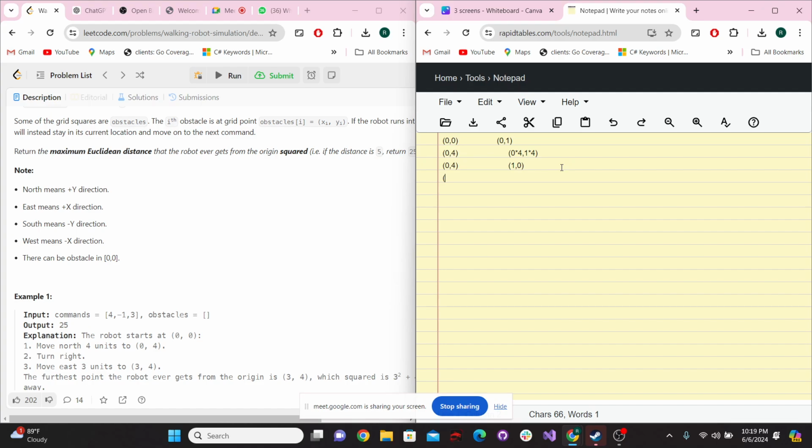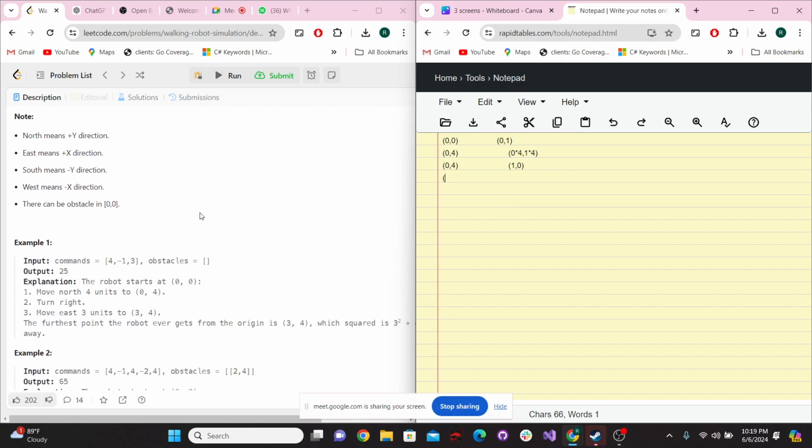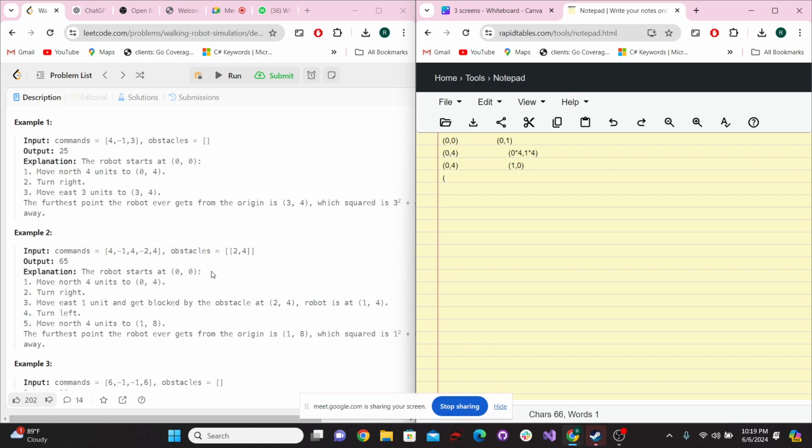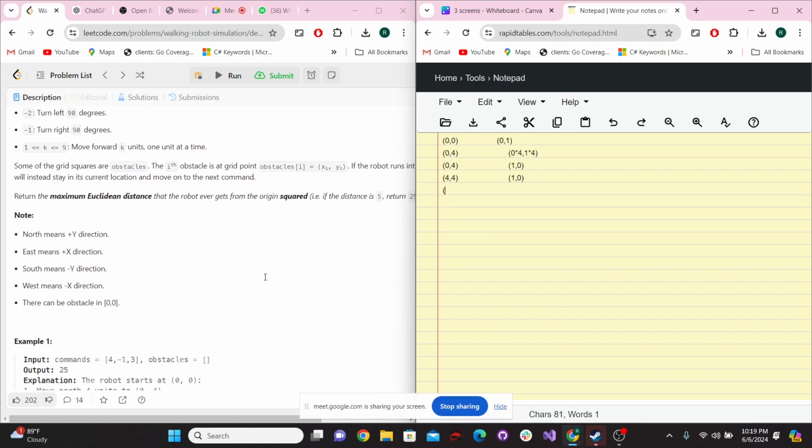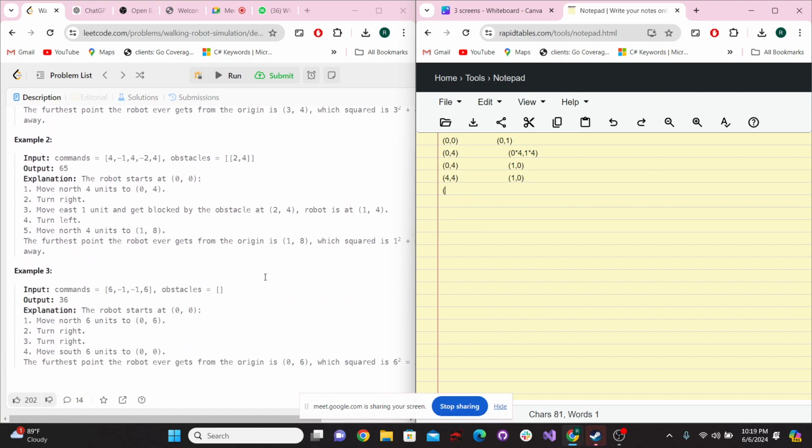Now let's move on to the next thing. 4, so same thing: multiply by 4, so it becomes 4 4. Direction is still the same. Last one, check for obstacles. Whenever you get an obstacle, what does it say? Some of the grids are obstacles. If the robot runs into one, it will instead stay and move on to the next command. So it's not going to move ahead of the obstacle.